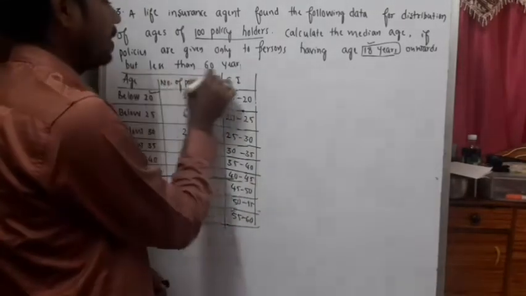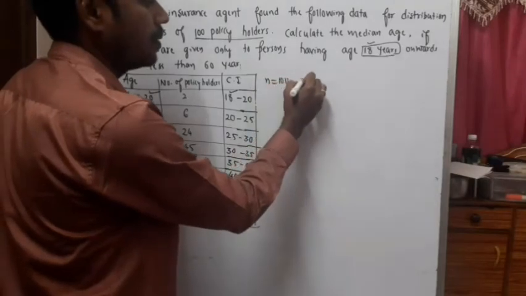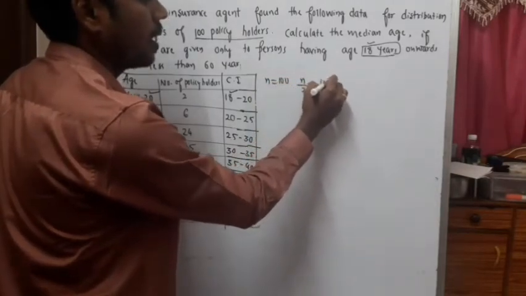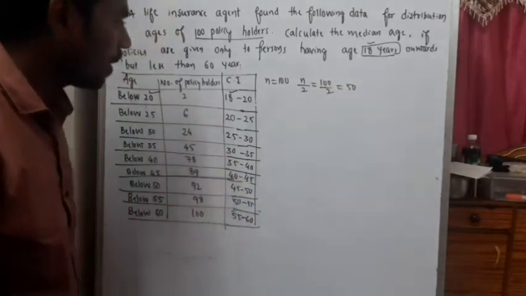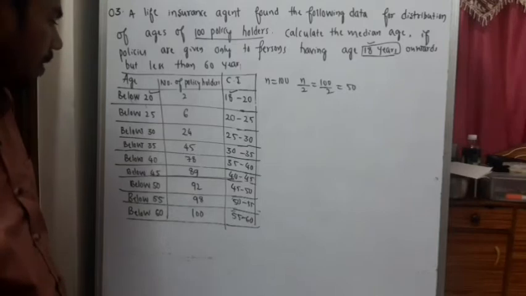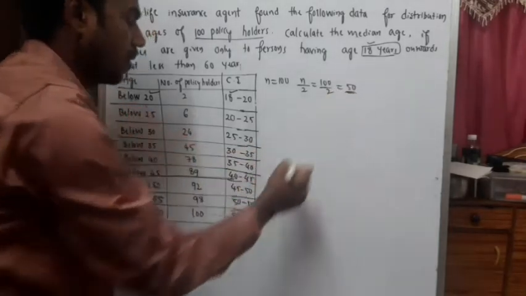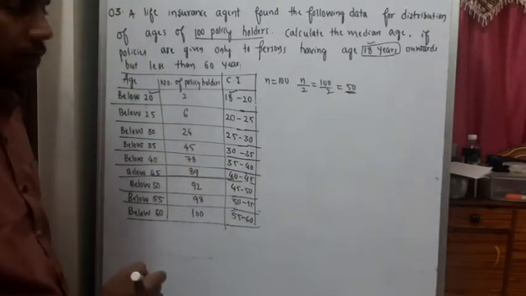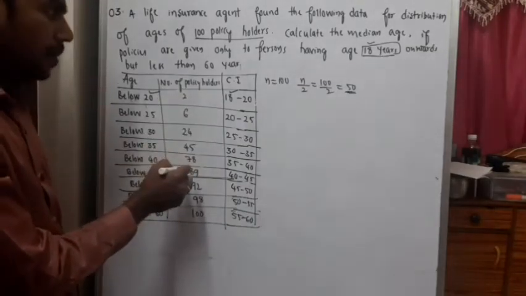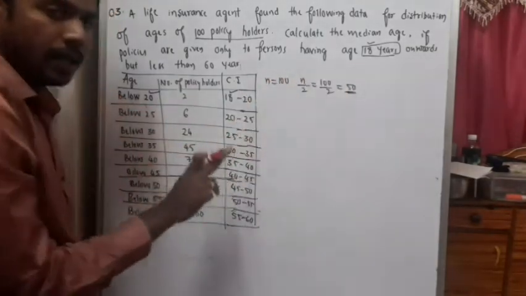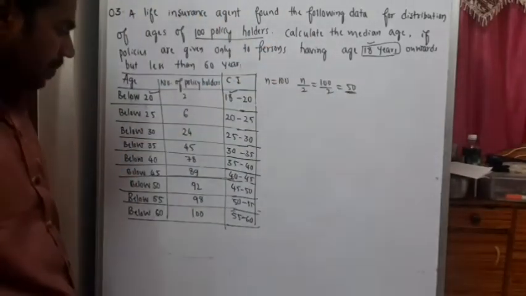Now, what we need to do? What is n? N is equal to 100. What is n by 2 then? N by 2 is equal to 100 by 2, which is equal to 50. So 50, look at 50. Where will 50 fall? And what should be our criteria? The cumulative frequency should be near to 50, but it should be more than 50.